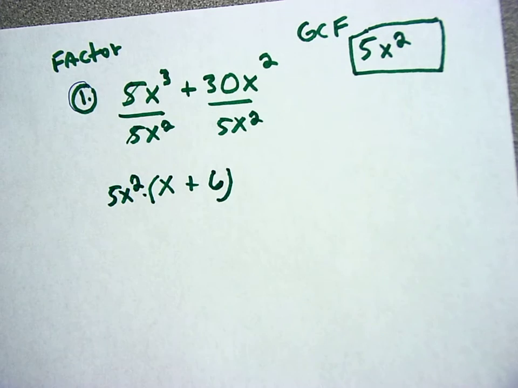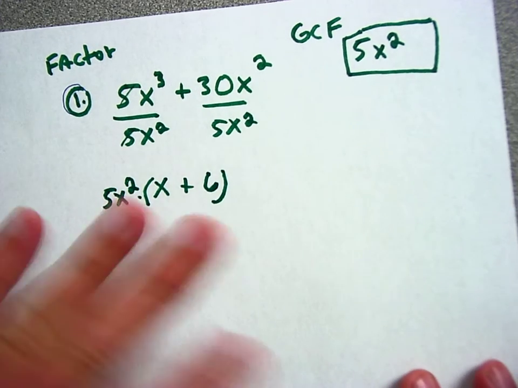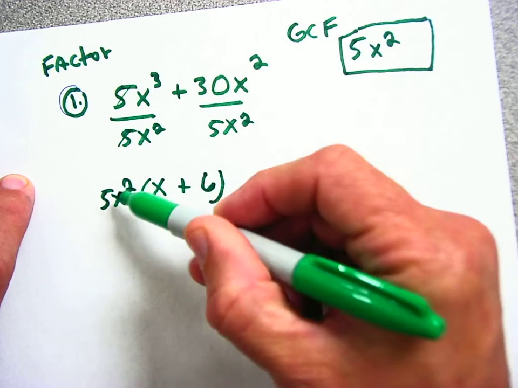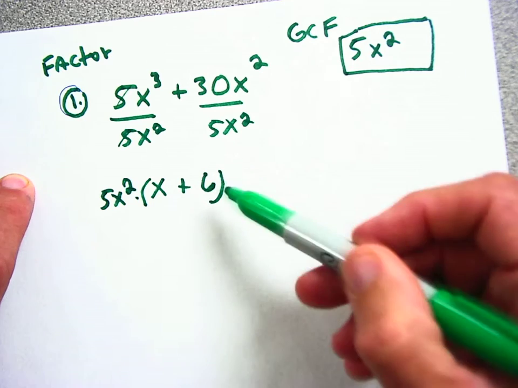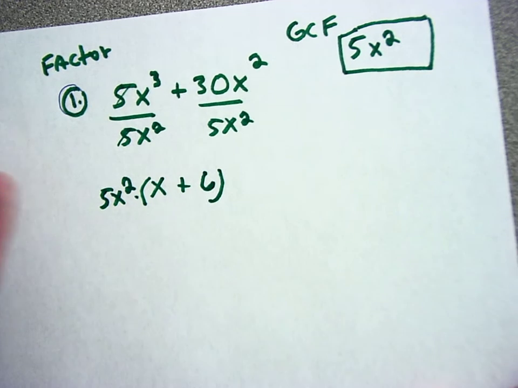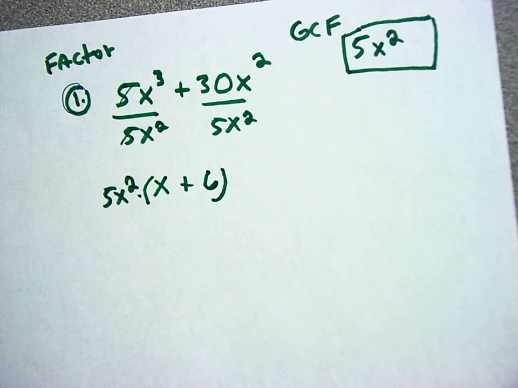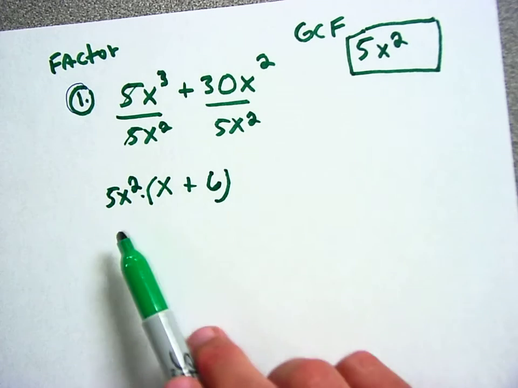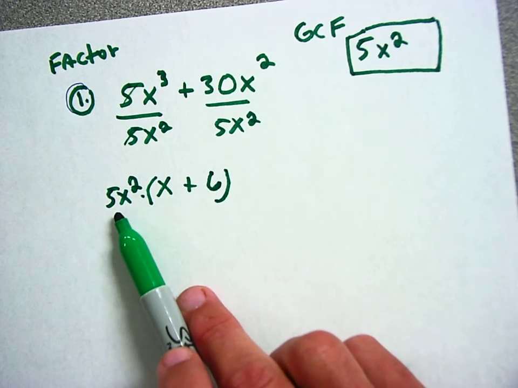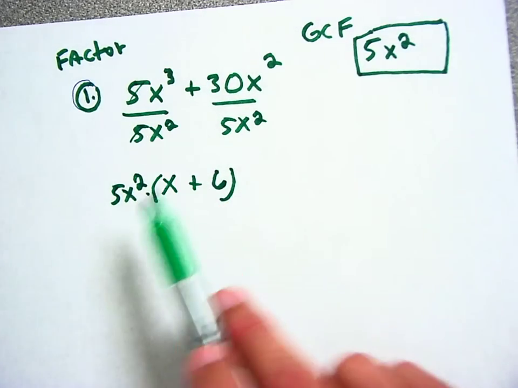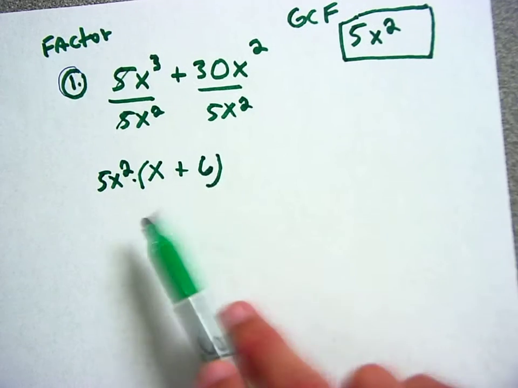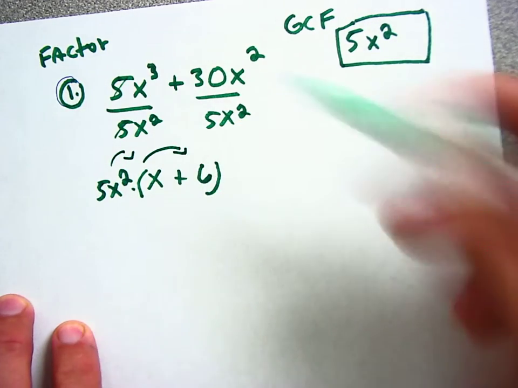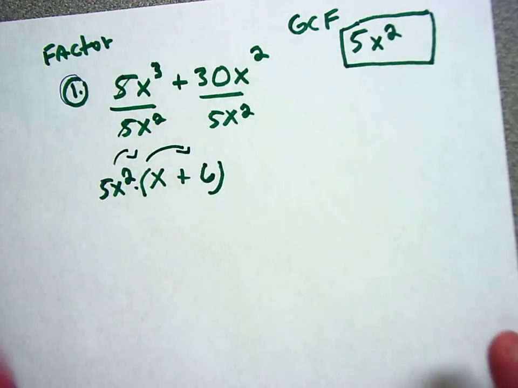You can check it because really what you're doing is reverse distributive property. If you were to take this GCF and distribute it through here, you would go back to the original problem, because all factoring is really undoing the expression by division. So let's take a look. x squared times x would be 5x cubed, you're back there. 5 times 6 would be 30, keep the x squared. If you distribute this answer, you go back to where you started. Keep that in mind.